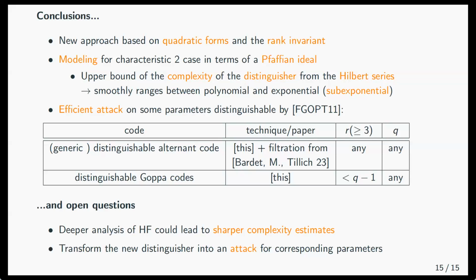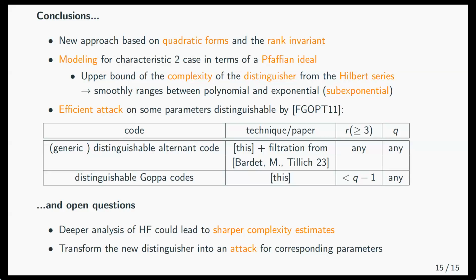So basically, now we can break any generic alternant code that is in the high rate regime, regardless of the field size and the degree. And for the first time, we also managed to make some distinguishable Goppa codes, namely those for which the Goppa polynomial degree r is strictly smaller than q minus 1.